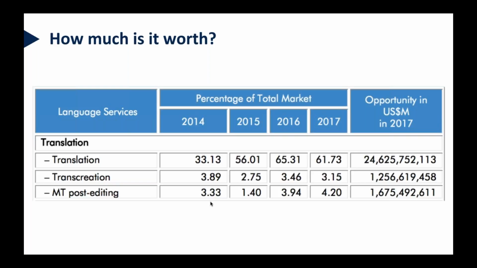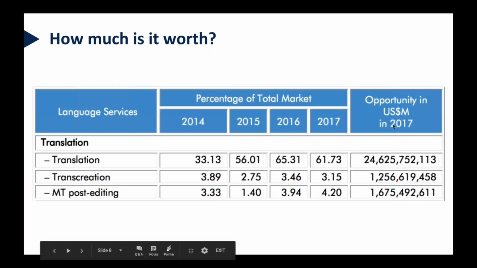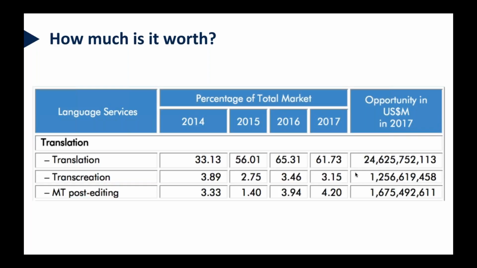Now, this chart is from a study that refers to last year, basically, a projection of how much the translation market is worth. So you can see from these figures that translation is the biggest chunk of the market in 2017. More than 60% of the translation industry, the biggest, the richest chunk of it, over $24 billion, is constituted by translation services. Then, of course, you can see transcreation and machine translation post-editing trailing along as very small niches.